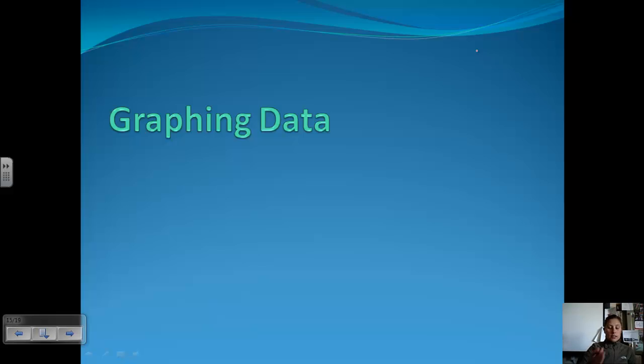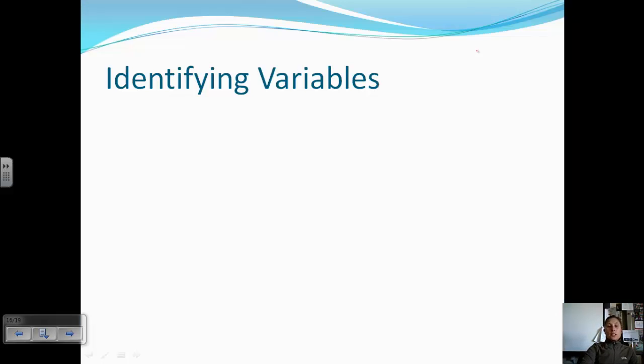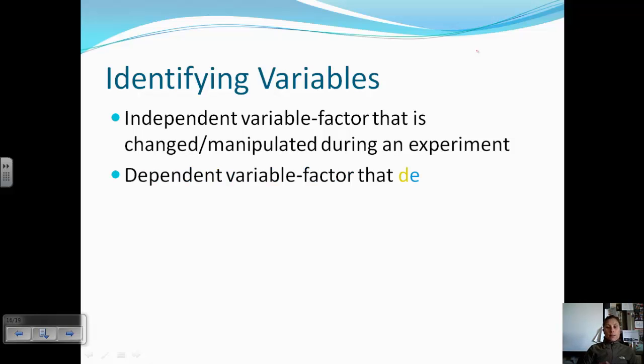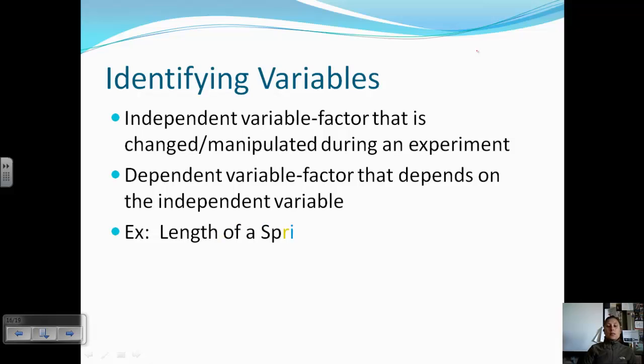So we're going to take our scientific method, collect our data, figure out how to measure it, and now we want to graph it. The first thing we need to do is identify variables. So the independent variable is the factor that is changed or manipulated in an experiment. It's what you are controlling or what you're changing. Dependent variable is what gets changed because of the independent variable. So it depends on the independent variable.